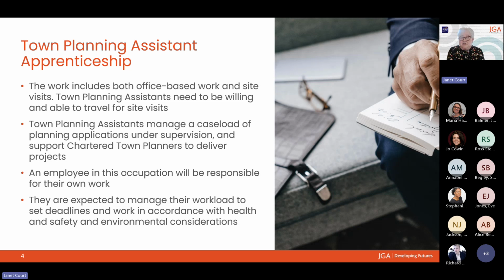This can be done through shadowing, but they also must have their own caseload of work. And this is why, because this is them working in your employ, they need to be managed at some point or mentored by a chartered town planner. Somebody has to be there to say this is the level of work that we need.